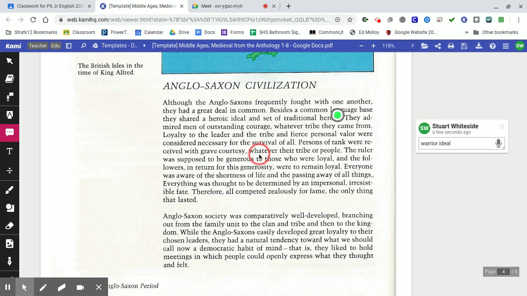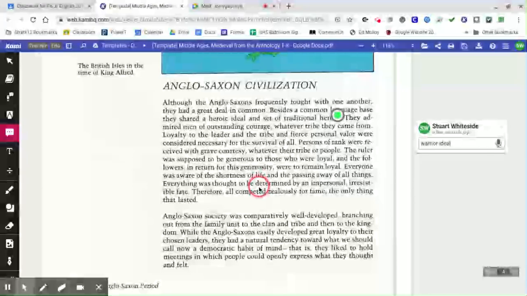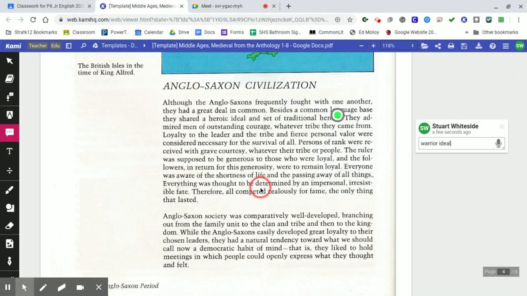Persons of rank were received with grave courtesy, whatever their tribe or people. The ruler was supposed to be generous to those who were loyal, and the followers, in return for this generosity, were to remain loyal. Everyone was aware of the shortness of life and the passing away of all things. Everything was thought to be determined by an impersonal, irresistible fate. Therefore, all competed zealously for fame, the only thing that lasted.